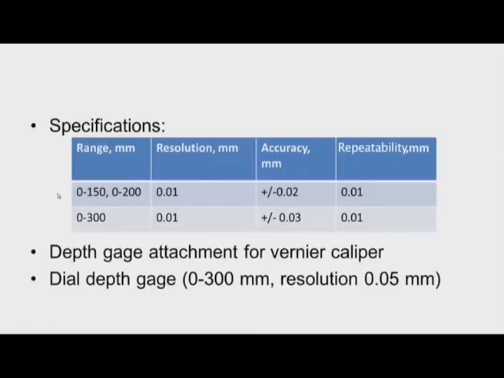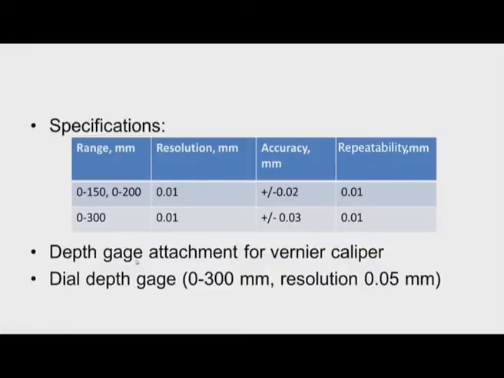Now, various kinds of digital depth gauges are available with a range of 0 to 150 millimeter, 0 to 200 millimeter, and 0 to 300 millimeter, with resolution of 0.01 mm and accuracy of plus or minus 0.02 mm, plus or minus 0.03 mm, and they can offer a repeatability of 0.01 mm. They have a very good accuracy of plus or minus 0.02 mm, and for this particular range the accuracy is plus or minus 0.03 mm.